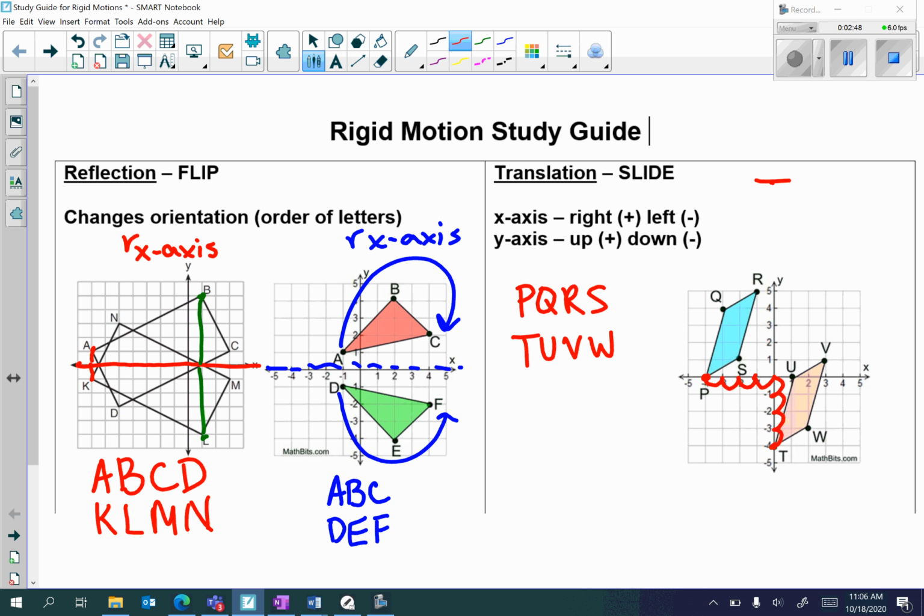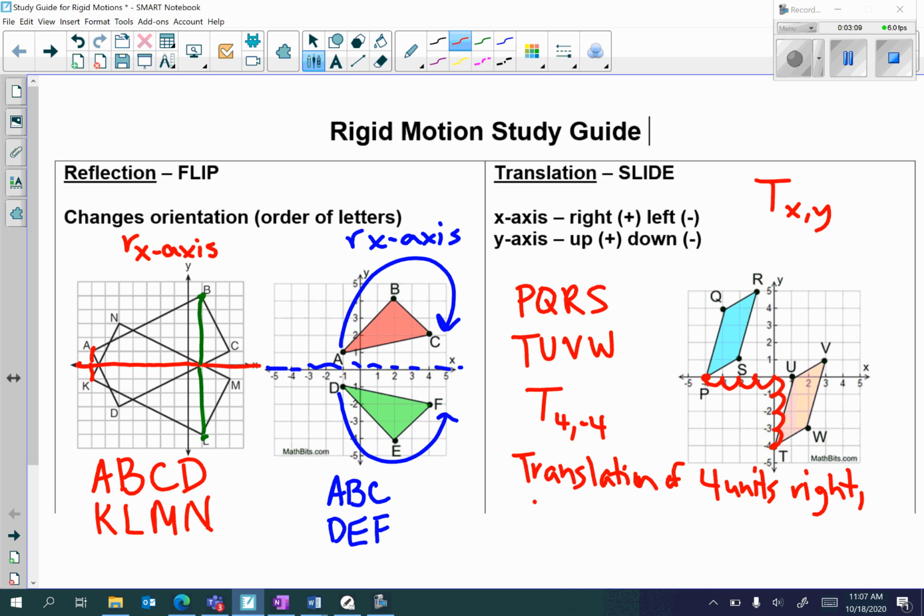Remember, translation is a capital T, x comma y. So this is going to be capital T, four units to the right, and negative four units down. Remember, you can also write it out. Translation of four units right and four units down. Remember, a translation is represented by a capital T.